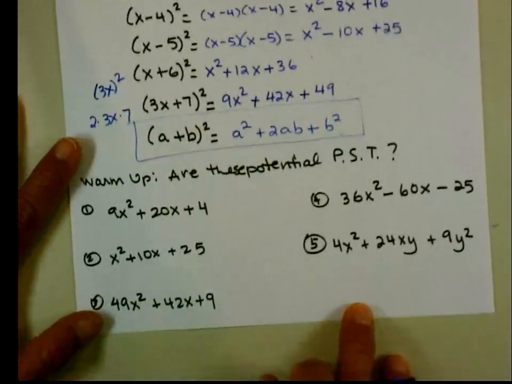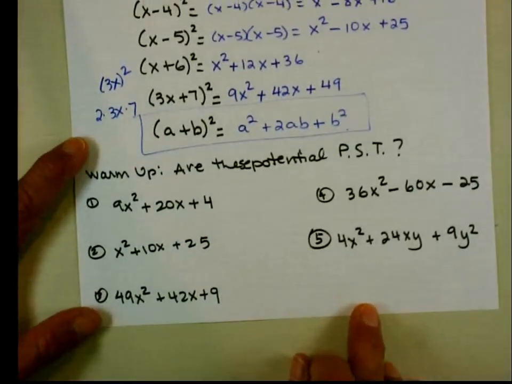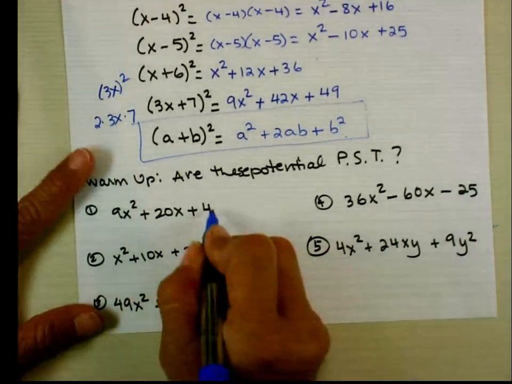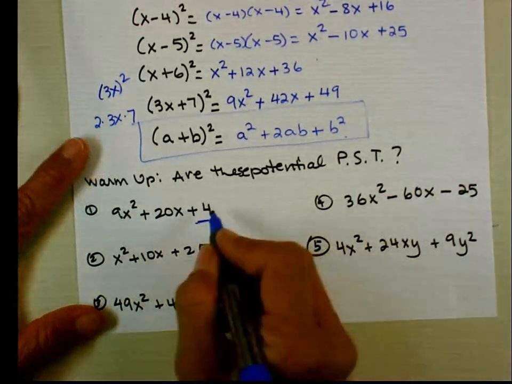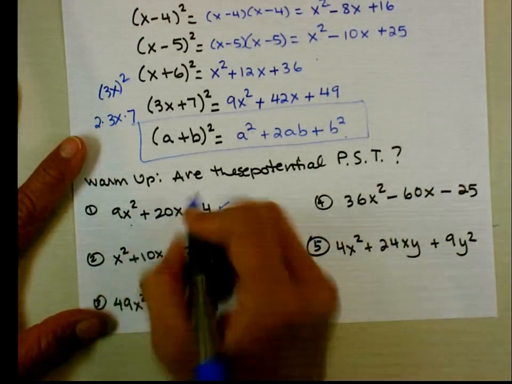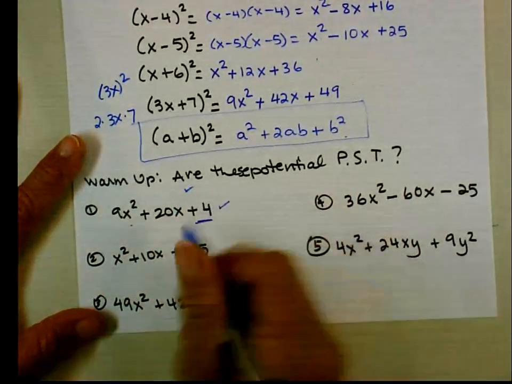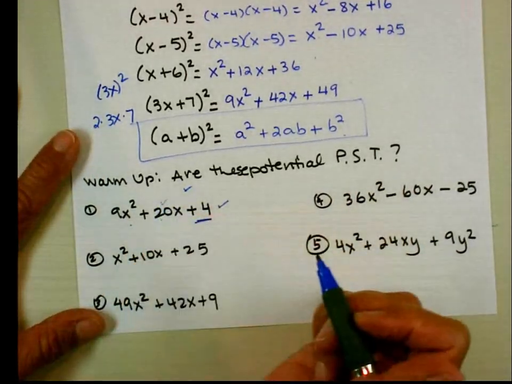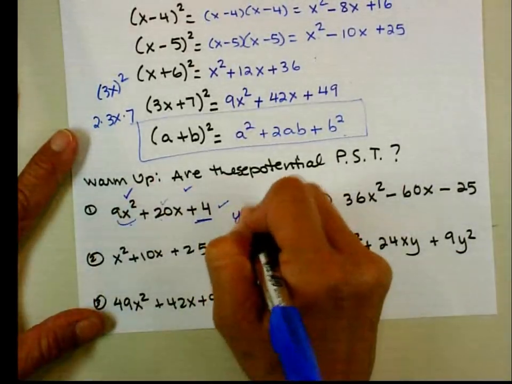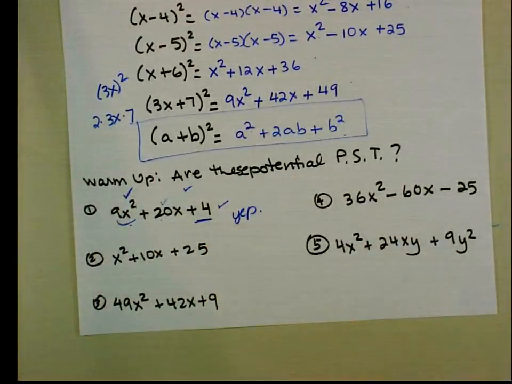Okay, so warm up. Are these potential perfect square trinomials? Okay, so on the first one, positive perfect square. That's good. Check. First of all, trinomial. Check. Even. Check. Perfect square. Check. Yep. Potential. I don't know for sure, but you know, it's not out of the running yet.